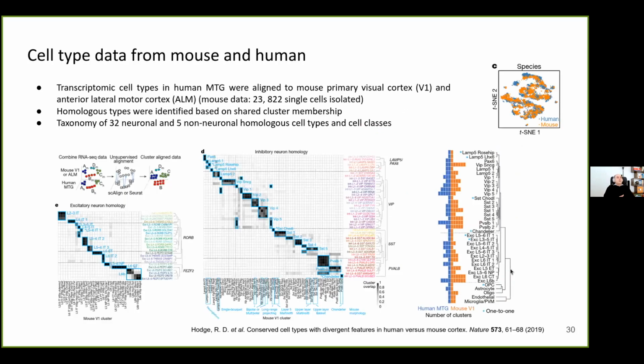We also looked at the cell type specific expression and compared it between human and mouse. To do so, we included the cell type data from Allen Institute for mouse primary visual cortex V1 and motor area ALM from 23,000 cells. And the way the homology between these cell types were identified was that the RNA-seq data was put together.